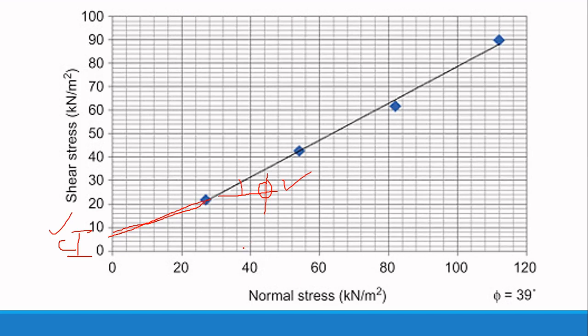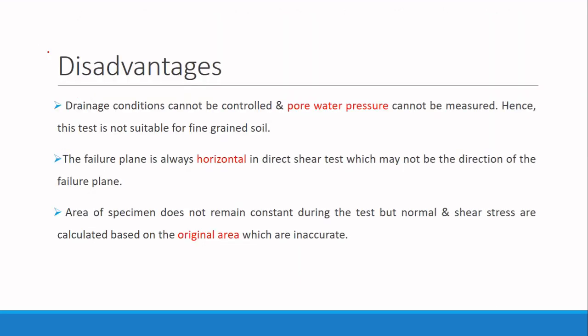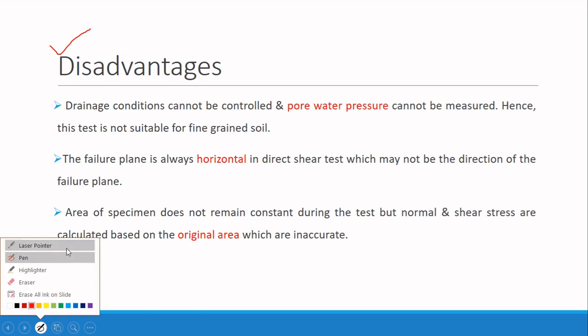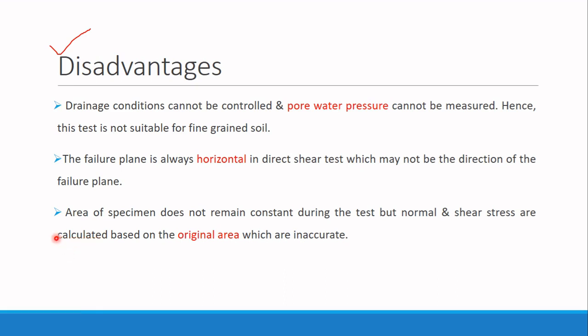Okay, so you can see that I have determined the shear strength parameters C as well as phi using the direct shear test apparatus. Now we come to the disadvantages of the direct shear test, but before that let me tell you that the advantage of using the direct shear test is that it is very quick and inexpensive, and as a result you can get very quick results. Okay, but the main points are the disadvantages. The first disadvantage is that you cannot control the drainage conditions, and you cannot measure the pore water pressure that is developed in the soil.